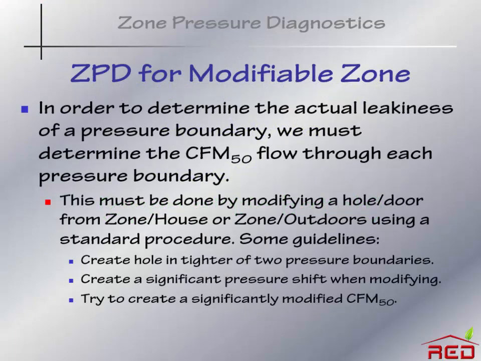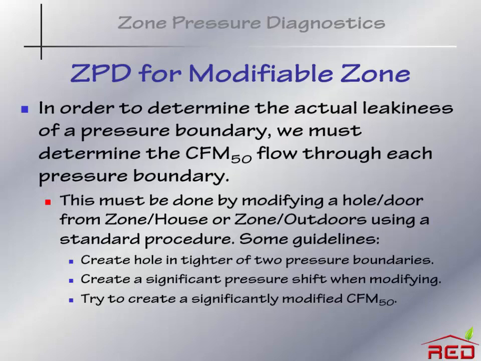As I've already mentioned, to determine the leakiness of a pressure boundary around a zone, we must determine the CFM50 flow through each of the boundaries. And if we know that, we can then convert that to the square inches of leakage. That's a very powerful analysis. This is done by modifying one of the boundaries, and usually what we do is modify the one that has the greatest resistance to airflow, that is the tightest one, which is either the zone to the house or the zone to the outdoor boundary.